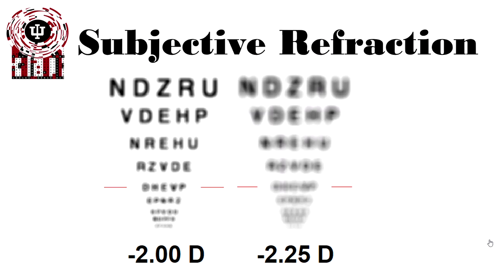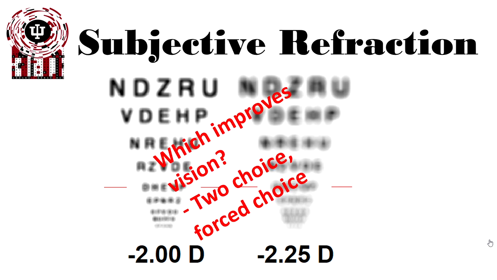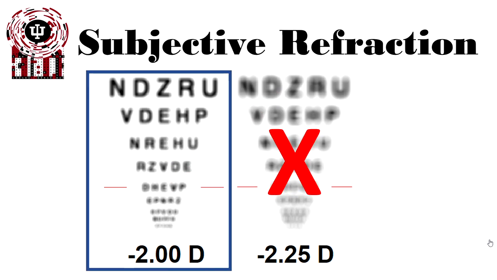So let's think about this as subjective refraction. We offer now 2 choices, one of one lens and one of another lens, which improves vision. And that's the forced choice part of this test. 2 choices, they're both forced. In this case, as we just discussed, the -2 diopter lens clearly improves vision and the -2.25 lens clearly doesn't, so the person's acuity should match that improvement.